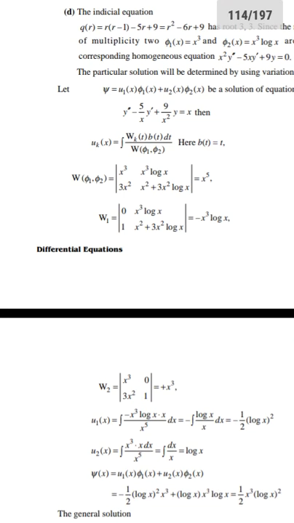W1 is equal to 0, x cube log x, 1, x square plus 3x square log x, is equal to minus x square log x. W2 is equal to x cube 0, 3x square 1, is equal to plus x cube.